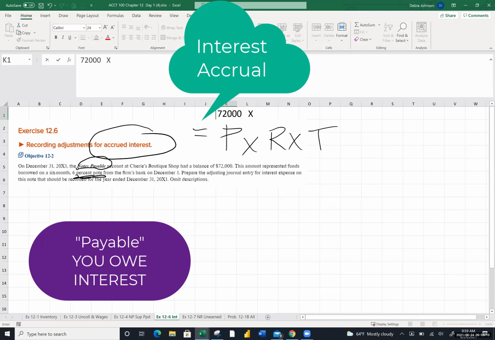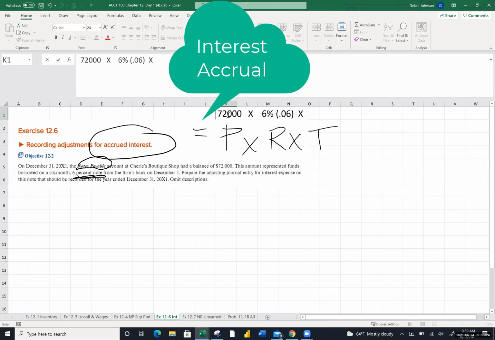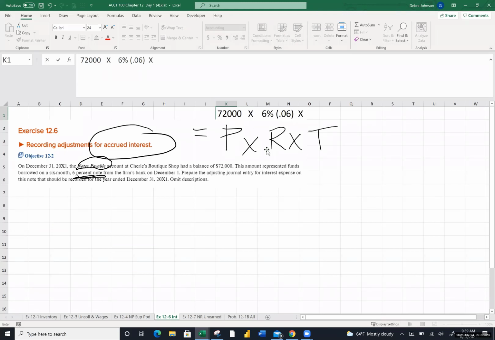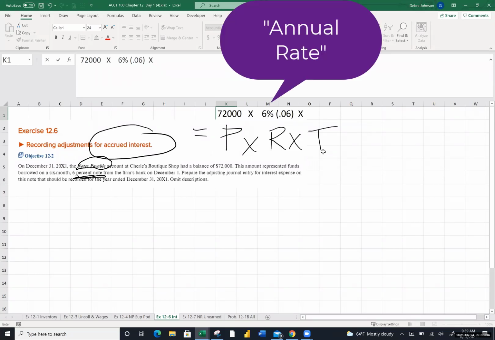So my rate is 6%. If you don't have a percentage key, that would be 0.06. So I have my principal, 72,000. I have my rate. It's an annual rate, 6%. So the T is what students mess up. And so I'm going to come down here and I'm going to write out what the T represents.